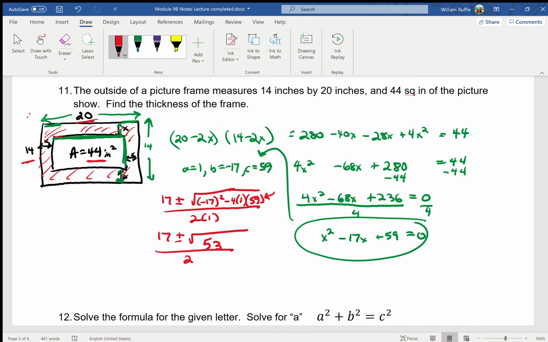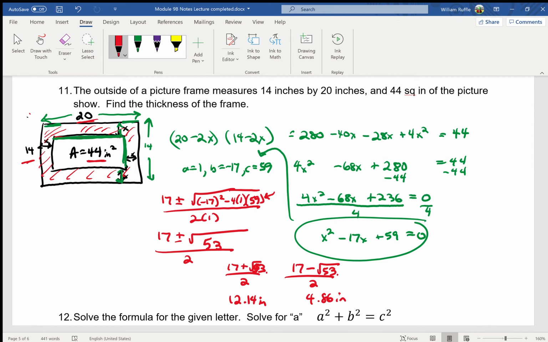So I get two answers from this. One is 17 plus the square root of 53 over 2. The other is 17 minus the square root of 53 over 2. So now, I need to put the decimal in there because I need to find the answer, and it doesn't really say, but I'm going to round to the nearest hundredth. When I do this one, I get 12.14 inches, and when I do this one, I get 4.86 inches.